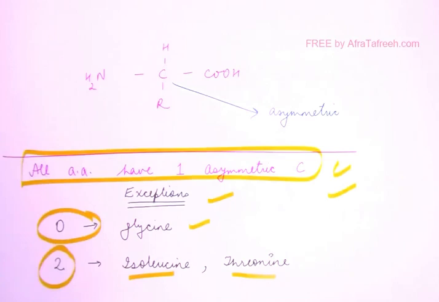So it is very difficult to make these two amino acids in the body. So I can say that these two are essential, that is, we have to take them in diet. We cannot make them in the body, right?